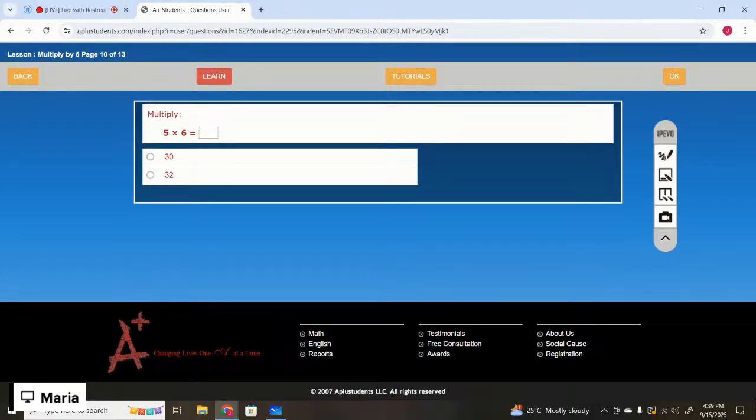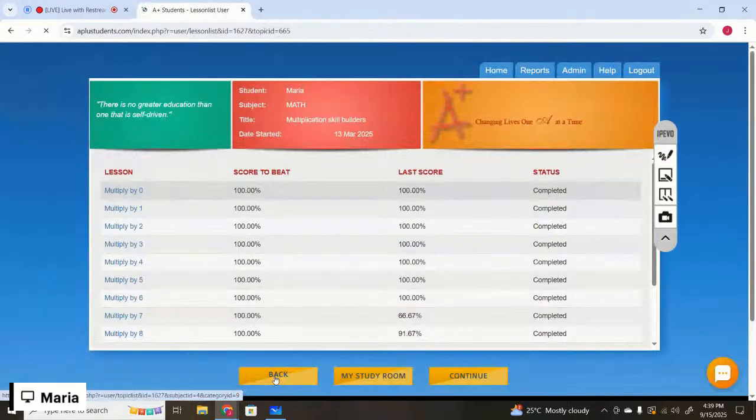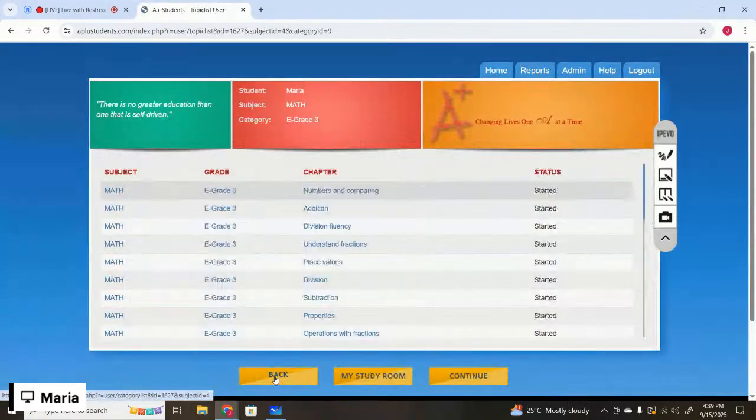So we were working on grade 3 math. The chapter we were working on is multiplication skill builders. The lessons we have covered today are multiply by 4, multiply by 5, and multiply by 6. So please make sure before the next session you complete all the practice questions for the lessons we just did. That is your homework until the next session.